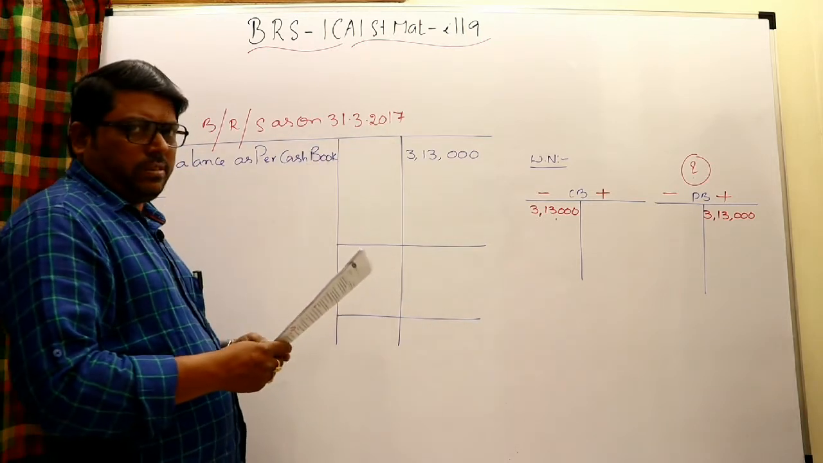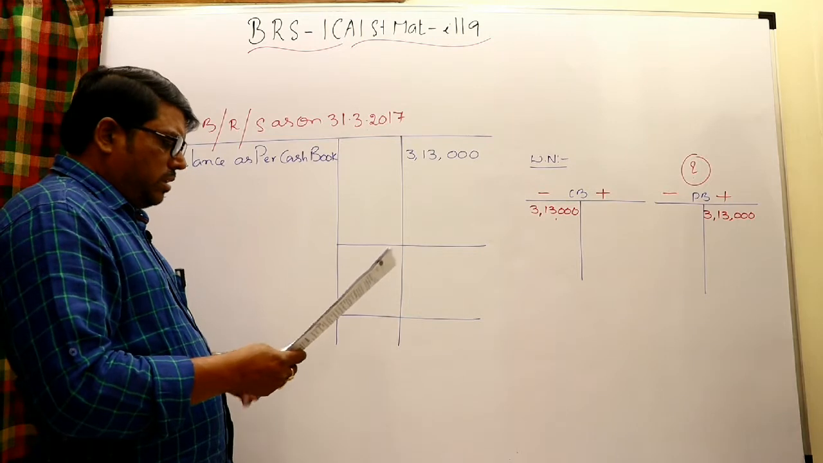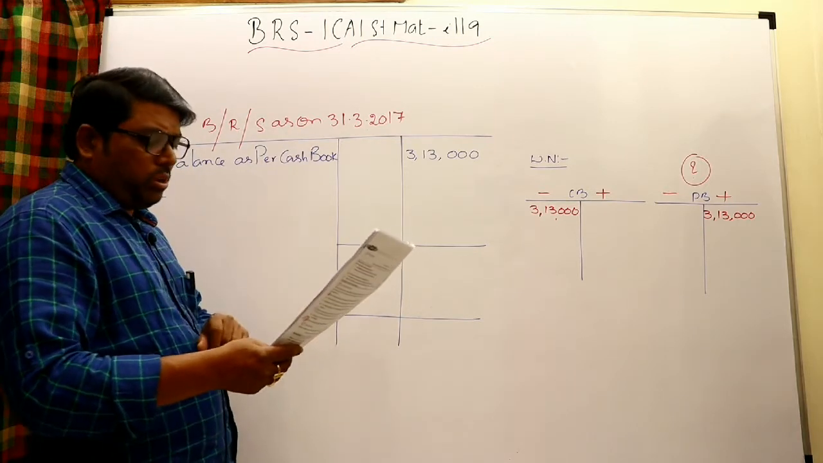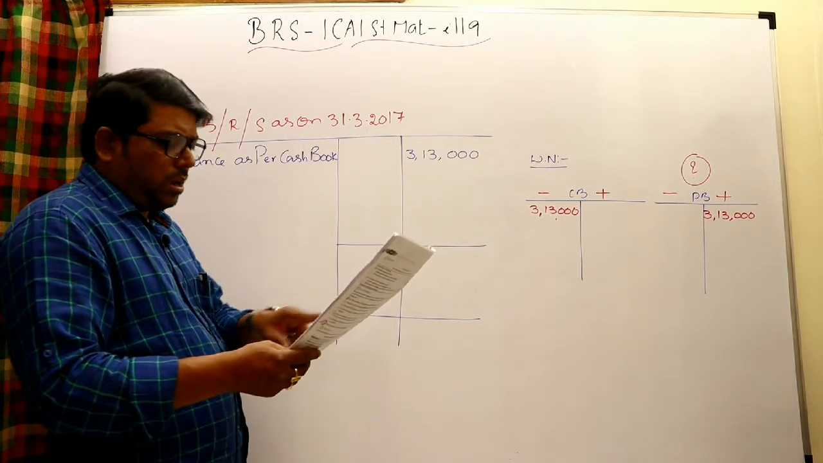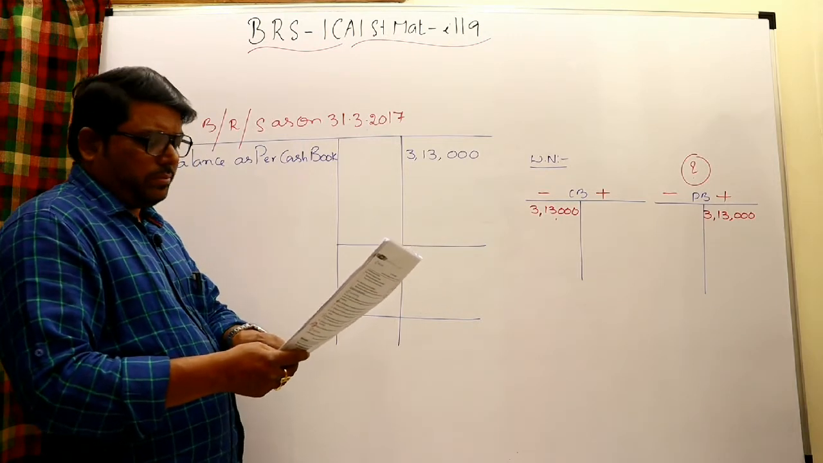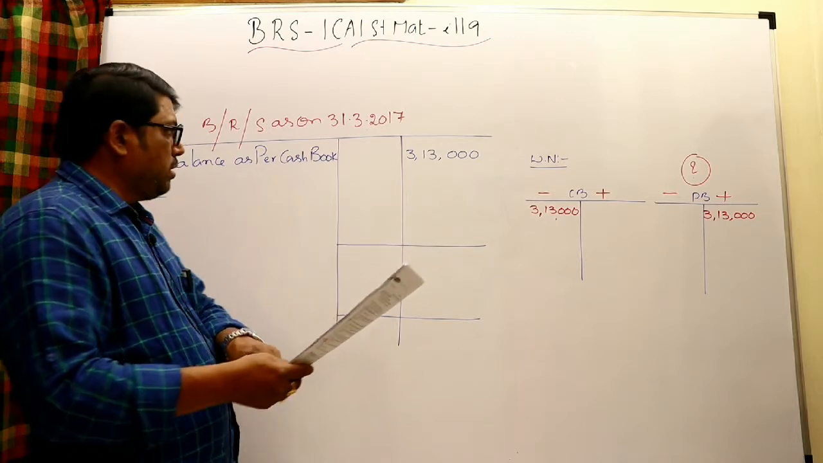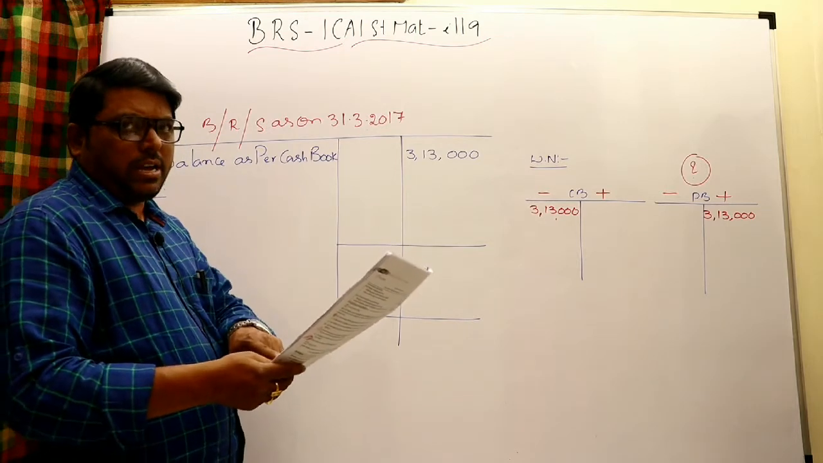You can observe that all the March month details are given here. At the end of the March month, 3,13,000 cash book balance is there, which is a favorable balance, carried down on the debit side, which is favorable. I have taken here balance as per cash book 3,13,000. Half of the place for add and half of the place for less.